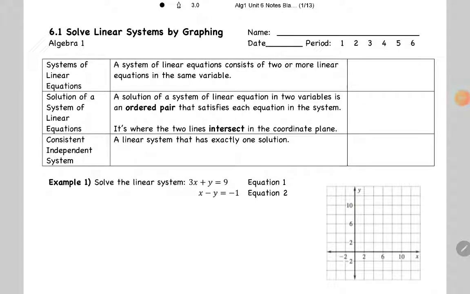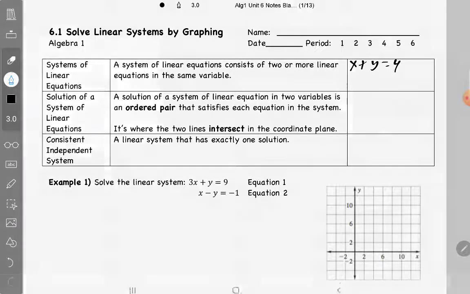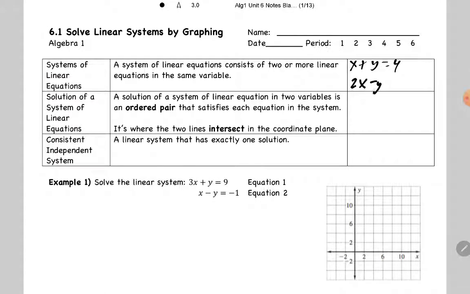This is Scholar Strive doing some math today. In Algebra 1, we are going to solve linear systems by graphing. A system of linear equations consists of two or more linear equations in the same variable. So here's one equation, x plus y equals 4, and 2x minus y equals 8. Just two equations. That's a system of linear equations. I could put more equations, but just a minimum of two.